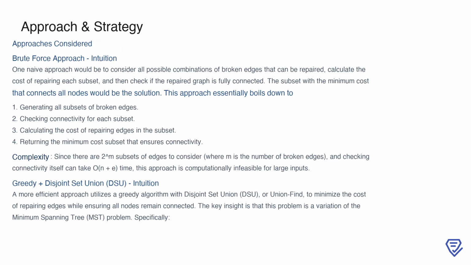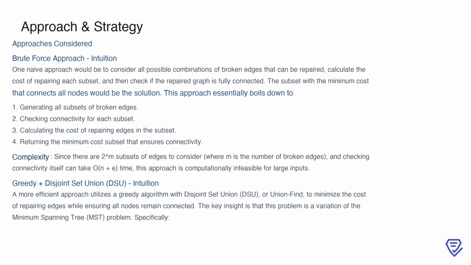To solve this problem, we considered multiple approaches, starting with the brute force method. The intuition here is simple. We generate all possible subsets of broken edges, calculate the cost of repairing each subset, and check if the repaired graph forms a fully connected structure. Essentially, we look for the subset with the minimum repair cost that ensures connectivity.